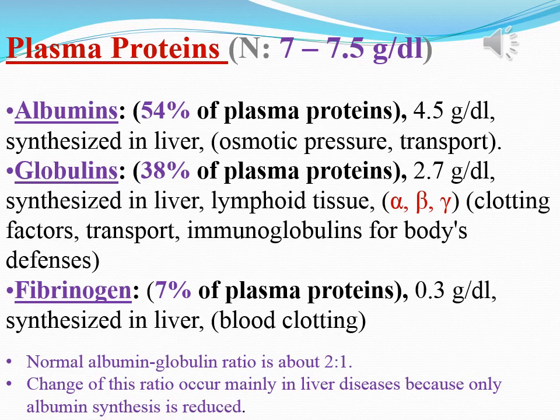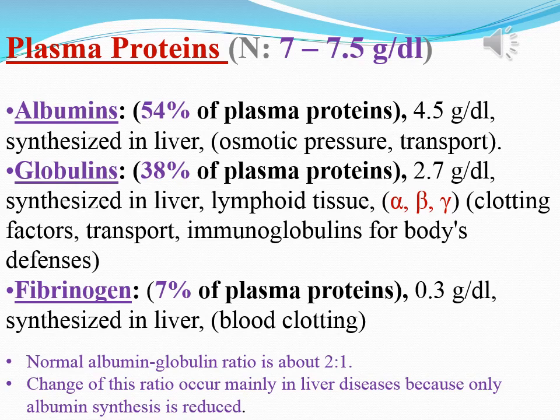human being. Third type was fibrinogen, which is formed about 7% of the plasma protein, which equal to about 0.3 gram deciliter, synthesized also in the liver, help in blood clotting. The normal albumin to globulin ratio is about 2 to 1. يعني الالبومين نورمالي حوالي الكمية مالته تكون ضعف كمية الجلوبولين.